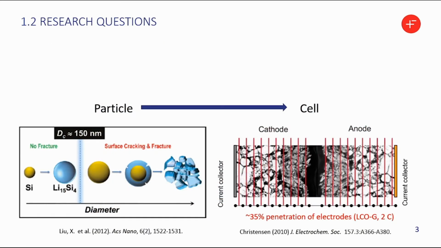There are many studies in literature. One is on the particle size dependence of particle fracture. It has been found a critical diameter about 150 nanometers for silicon particles, below which there would be no fracture. At the cell level, it has been found localized particle fragmentation close to the separator, with about 35% penetration of electrodes. However, it's unclear how to link particle-level behaviors to cell-level performance.